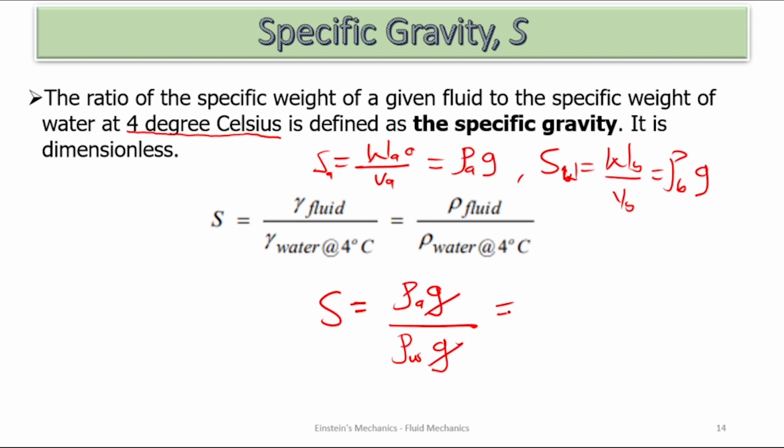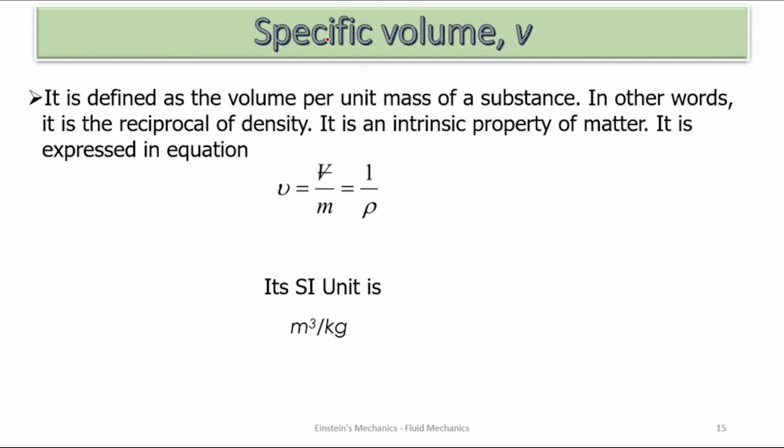Remember, this gravity cancels out, meaning specific gravity is always the density of a fluid to that of the density of water at 4 degrees Celsius. It's very simple. We'll solve examples and you will see. We will also look at specific volume. These are all properties of a fluid. Pay attention because we'll be needing all of them.